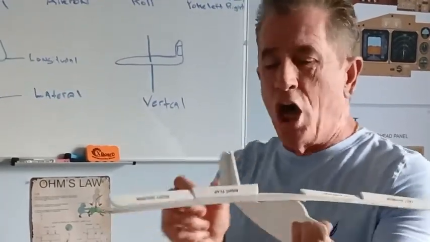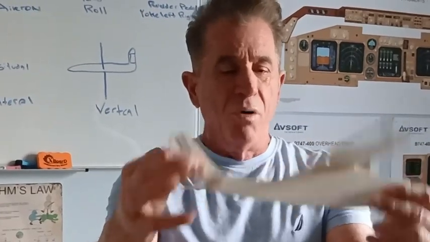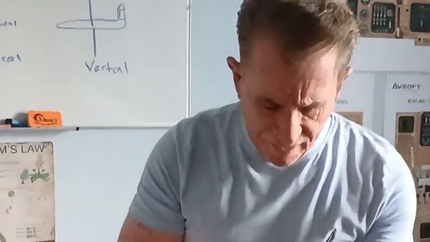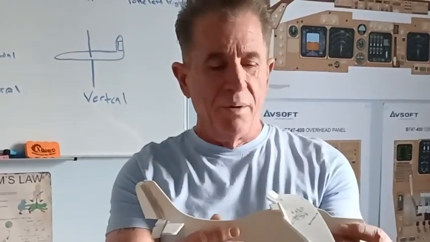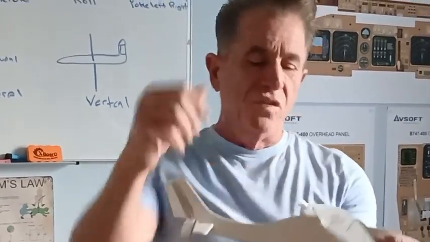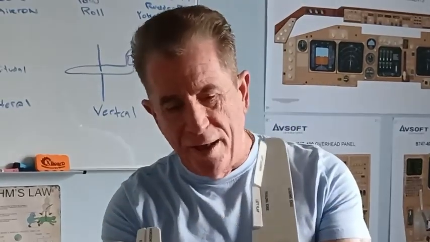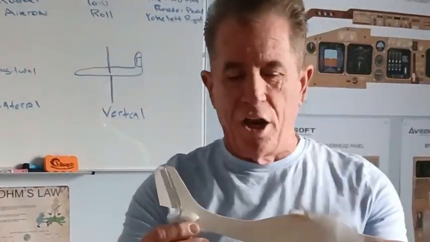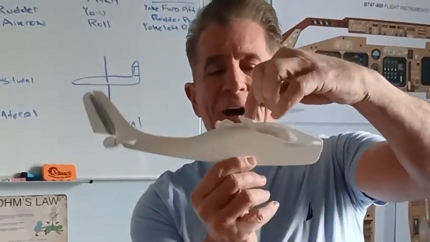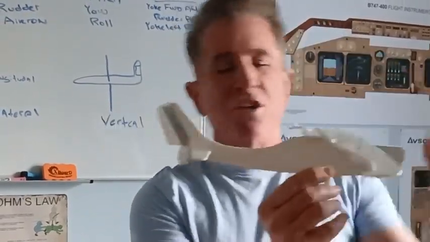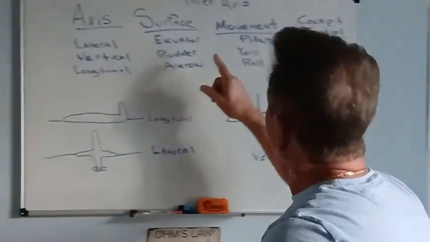Now you have the longitudinal axis, point to point. And what controls that? The ailerons. You can see the ailerons here, the left and right ailerons. If this one's up and this one's down, the airplane will roll this way. If it's the other way around, it rolls that way on the longitudinal axis. And then last but not least, you have the vertical axis. Okay? And what controls that? The rudder.